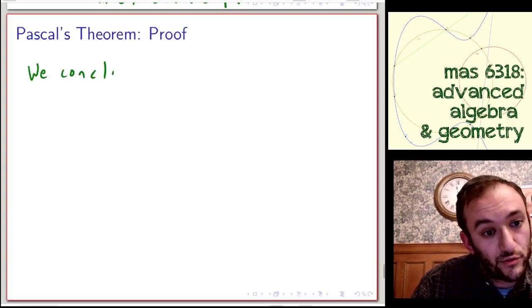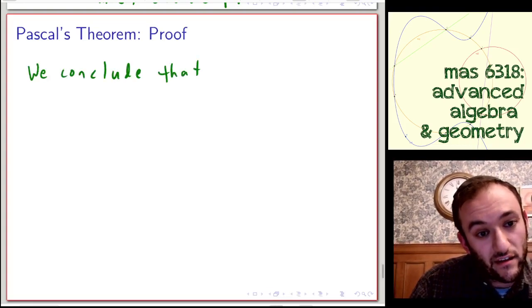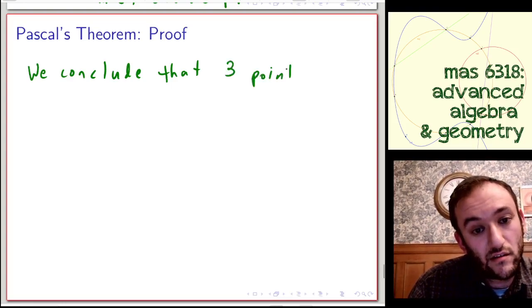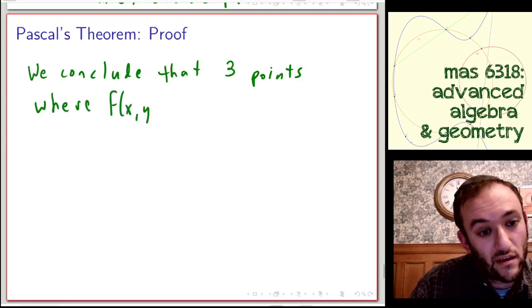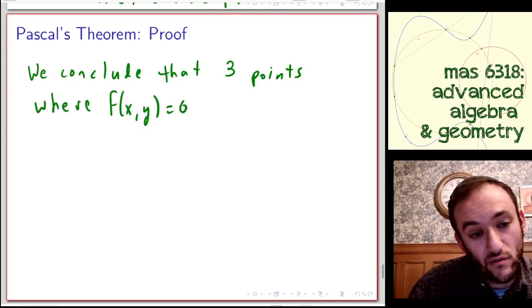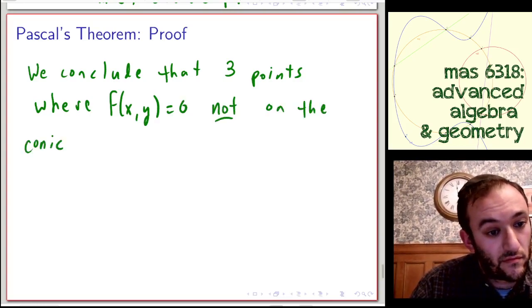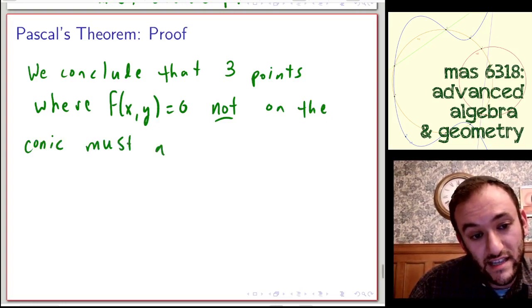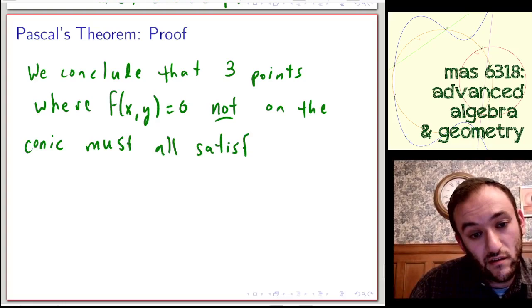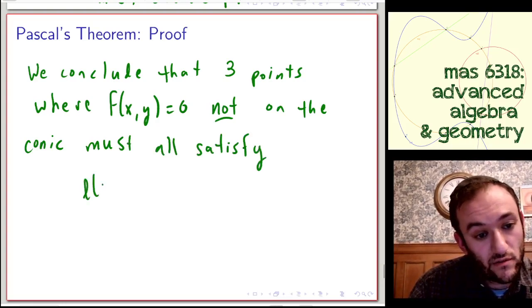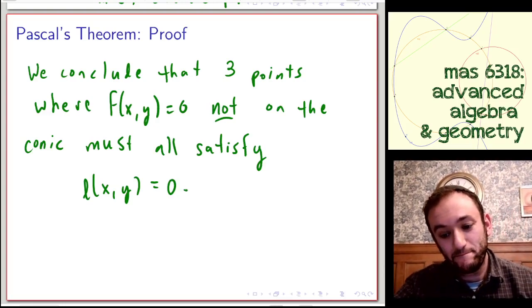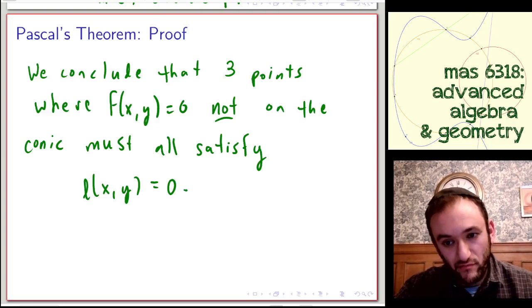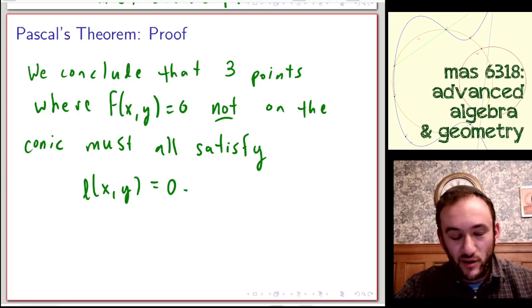We conclude that the 3 points where f of xy equals 0 not on the conic must all satisfy L of xy equals 0. And that proves Pascal's theorem. That's relatively recent, in France. Pardon me, I forget the century.